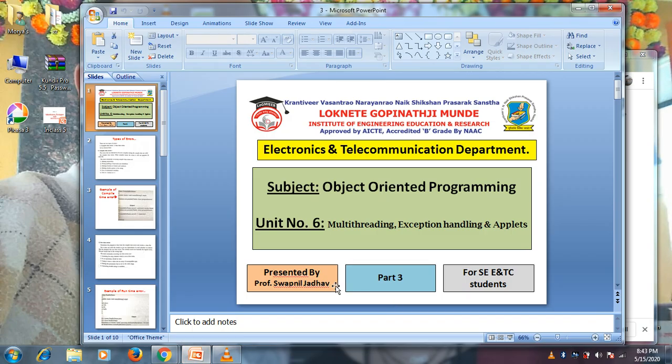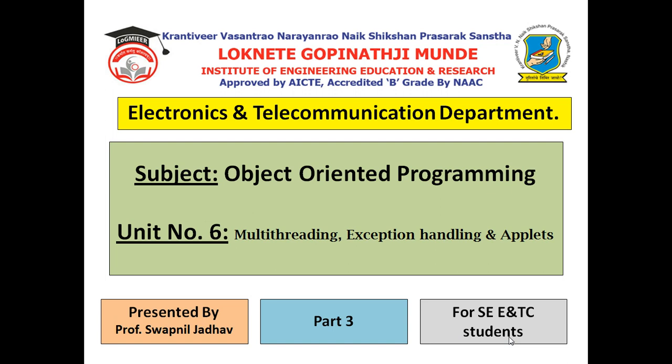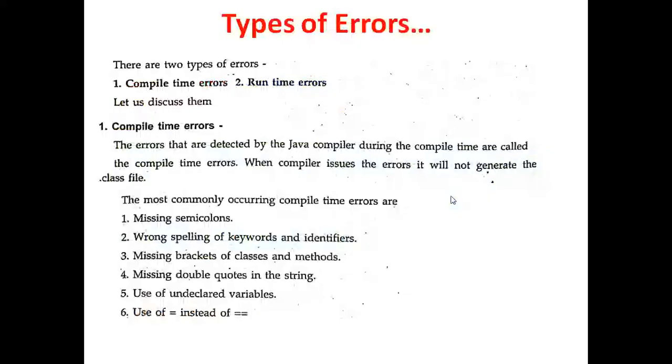Today we are going to see unit number 6, that is multi-threading, exception handling and applets of object-oriented programming, part 3. In this part we are going to discuss different types of errors. So there are basically two types of errors. First one is compile time error and another is runtime error.